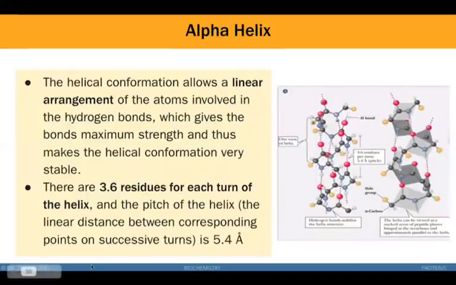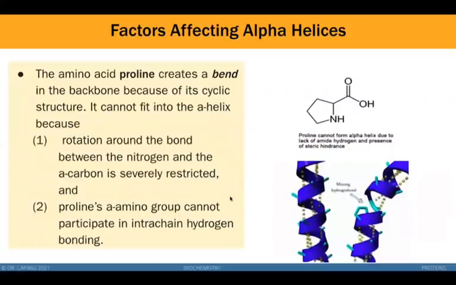Okay, so the helical conformation allows a linear arrangement of atoms involved in the hydrogen bonds, which gives the bonds maximum strength and thus makes the helical conformation very stable. And there are 3.6 residues for each turn of the helix, and the pitch of the helix, which corresponds to the linear distance between the corresponding points on successive turns, is 5.4 Angstroms. Okay, so every turn of the amino acids there are 3.6 residues, and the distance between each turn is around 5.4 Angstroms.